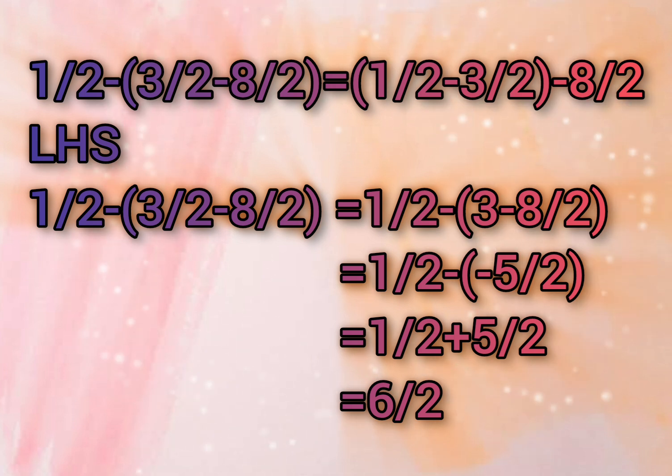Now first we will calculate only the LHS: 1/2 - (3/2 - 8/2), which is equal to 1/2 - (3 - 8)/2. Now we have the same denominator, so we do not need to do any cross multiplication. Now we get 1/2 - (-5/2). Minus of minus will become plus. So we get 1/2 + 5/2, which is equal to 6/2. This is the value of LHS.